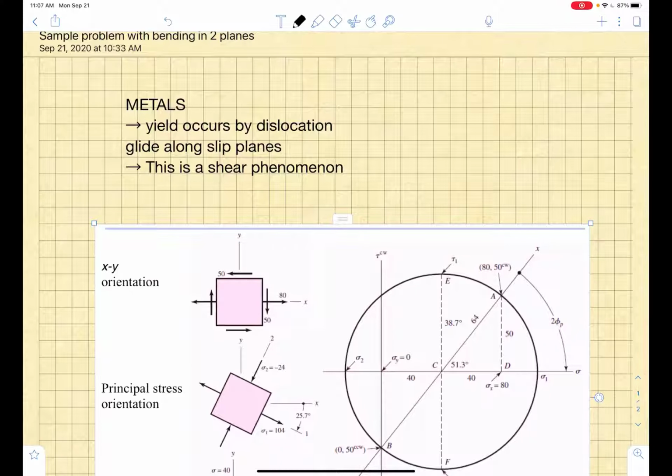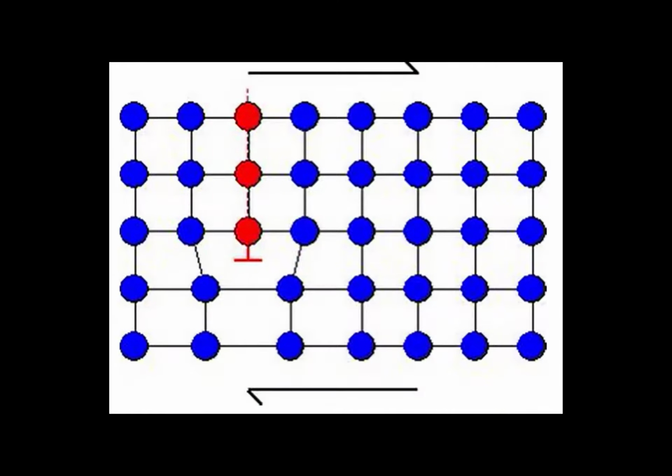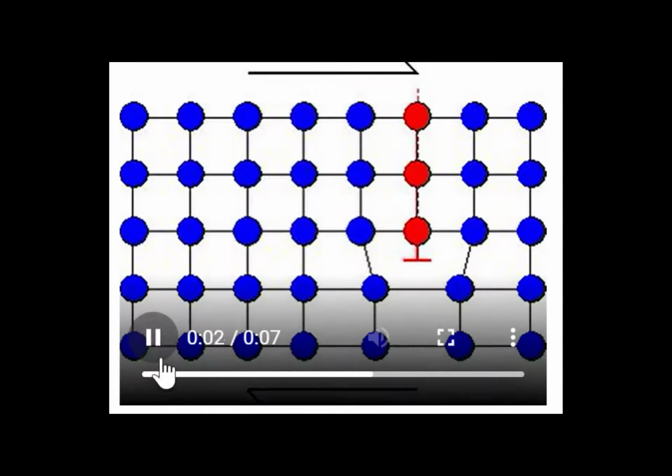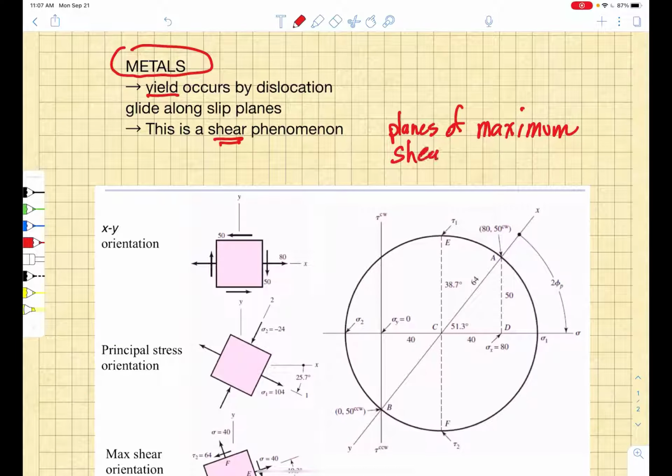Okay, it's important that we understand why we're spending all this time talking about Mohr's circle. The reason is actually quite simple. It is because for metals, yield occurs by dislocation glide along slip planes. And this is fundamentally a shear phenomenon. This is a simple animation of dislocation motion from Cambridge in the UK. And so it behooves us to find planes of maximum shear so that we can sort out when, for a given load, we will have shear stresses that would give rise to plastic deformation.